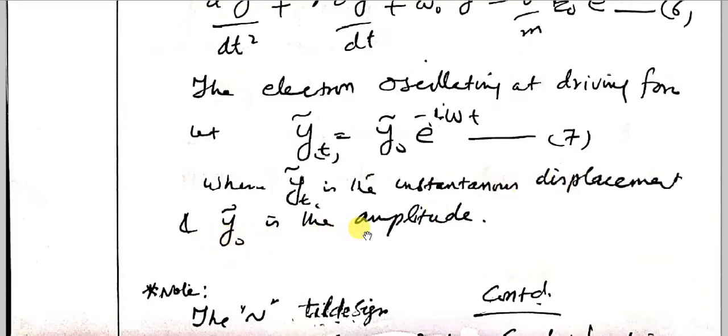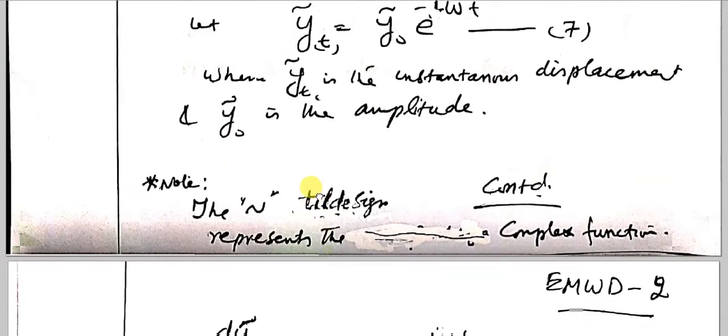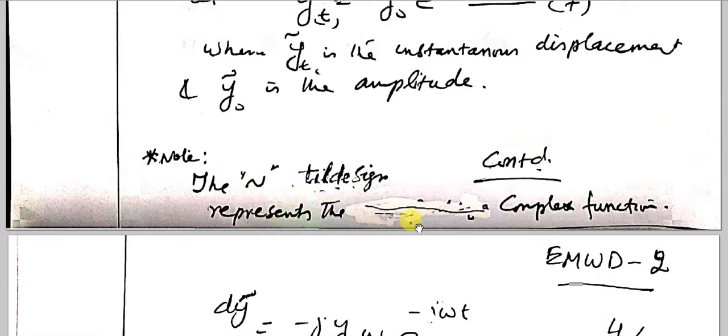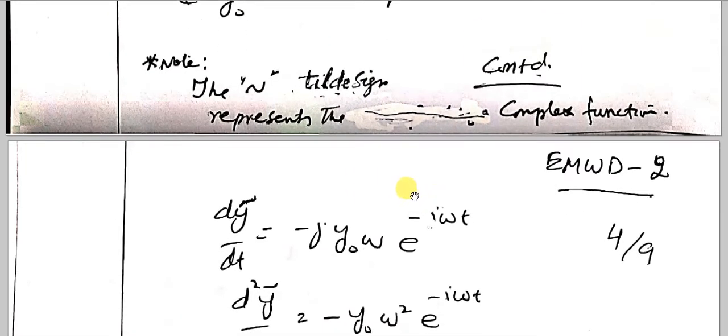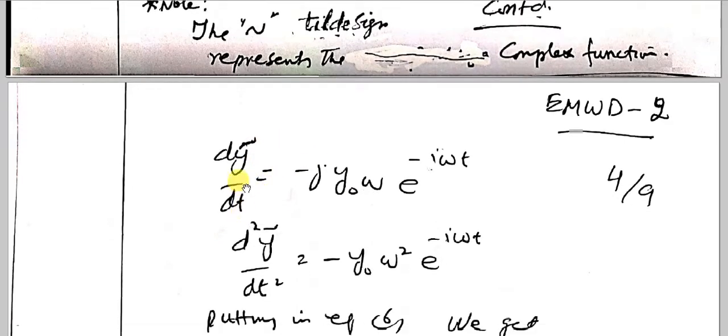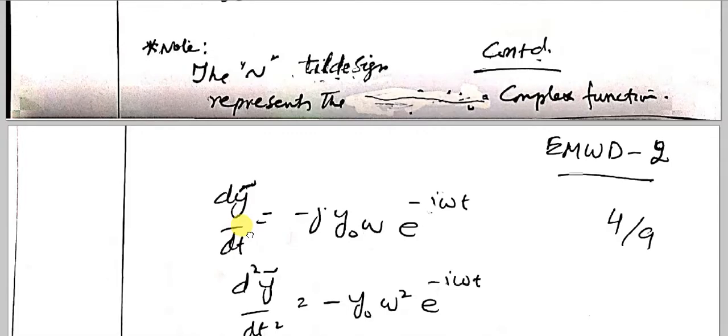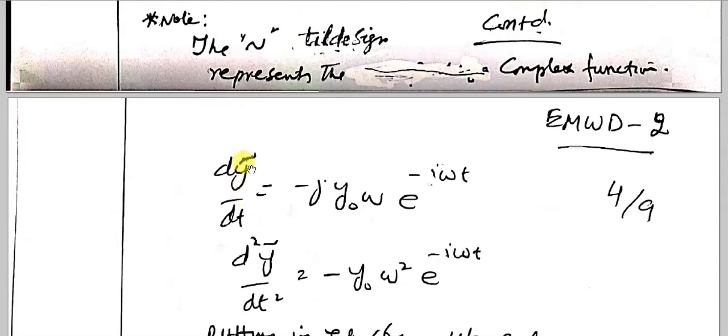Now the tilde sign represents the complex function. Here, all the tilde signs mean it's a complex function. Since we are inside the medium, we may have these terms. So let's now take them one by one, the differential dy by dt, which will give this result.